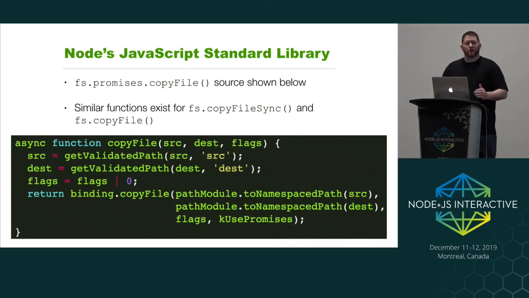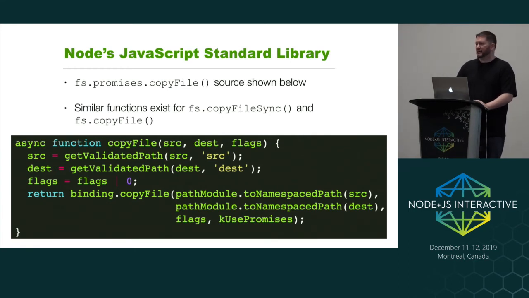So from the code that we just saw, the first thing that would happen is we would call into Node's FS module. In this case, I'm showing the code for the promises-based version because it fits nicely on a slide a little better. But if you look inside Node, there's similar code for synchronous and callback versions. All we're doing here is passing in the source and the destination, so where we're going to copy the file to, and then certain flags that the operation takes.